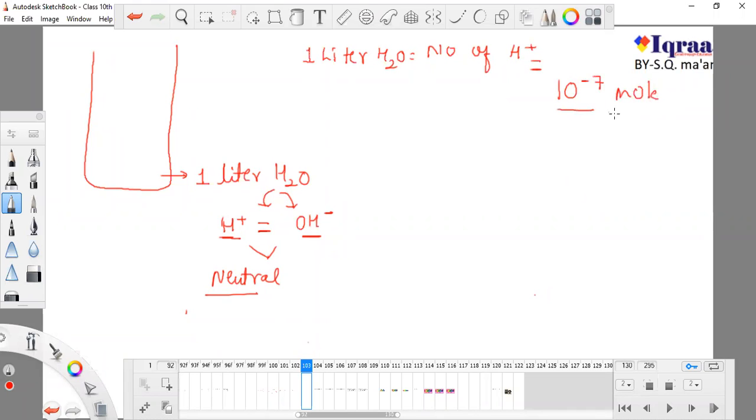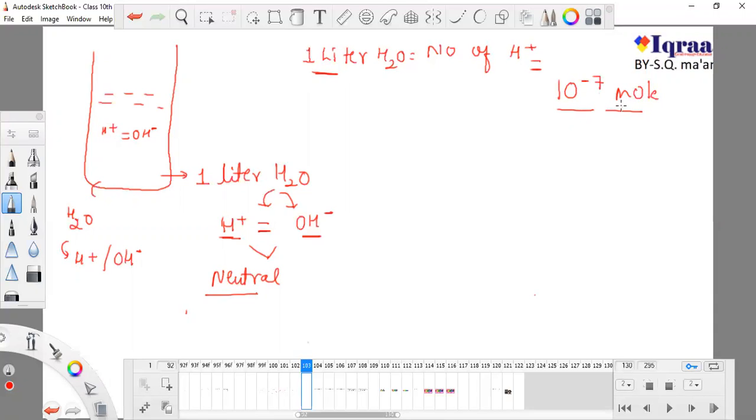Now what is this? Look, if I take 1 liter of water in this test tube, it definitely contains two types of ions. It contains H2O, and if I break down this H2O into H plus and OH minus, there will be so many H plus and so many OH minus, and both of them are in equal proportion. If I want to count the number of H plus ions, I count 1, 2, 3, 4, 5, 6. So the number of H plus ions in 1 liter of water is 10 to the power minus 7 mole. Now what is this mole?